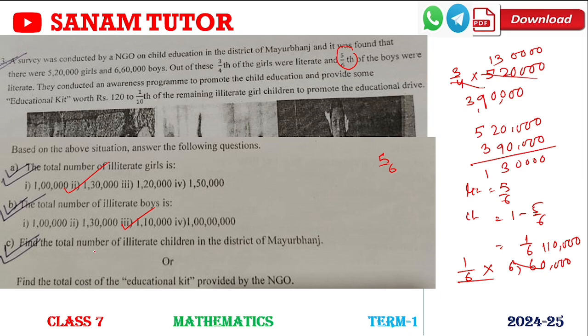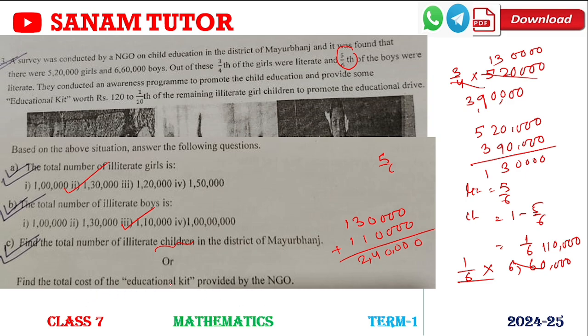Now find the total number of illiterate children in the district. Illiterate children means boys plus girls. Girls are 130,000 and the boys are 110,000. So simply addition, and the answer is 2,40,000.